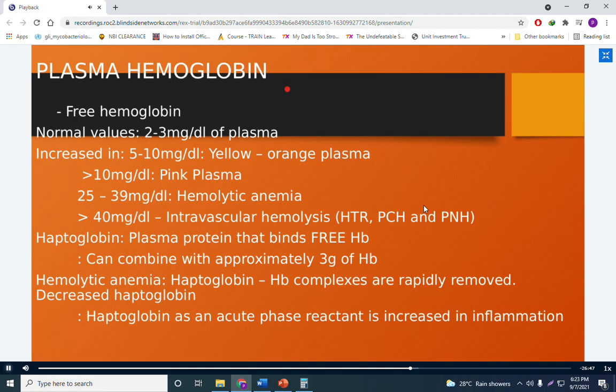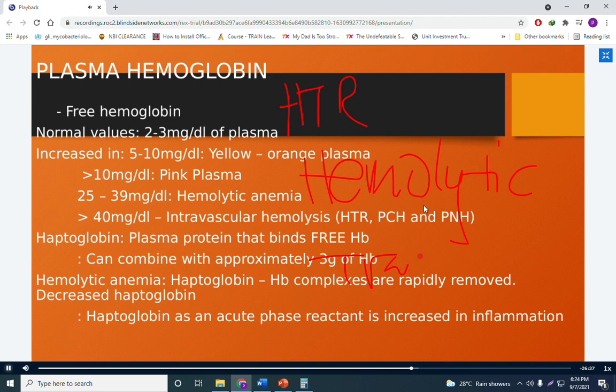We have your HTR, also known as your hemolytic transfusion reaction.